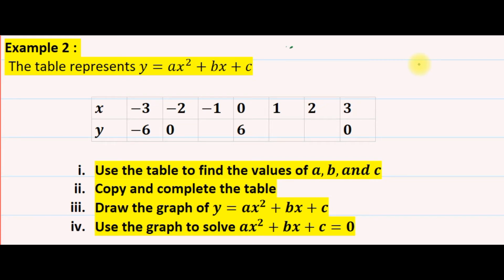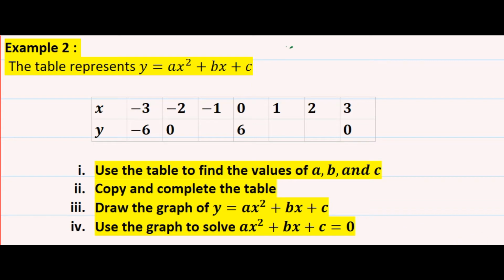Okay, this is the second question on quadratic equation using graphical method. But in this case, we are given a table and we're asked to complete it, but we are not given the values of a, b, and c. We are asked to find the values using the table.